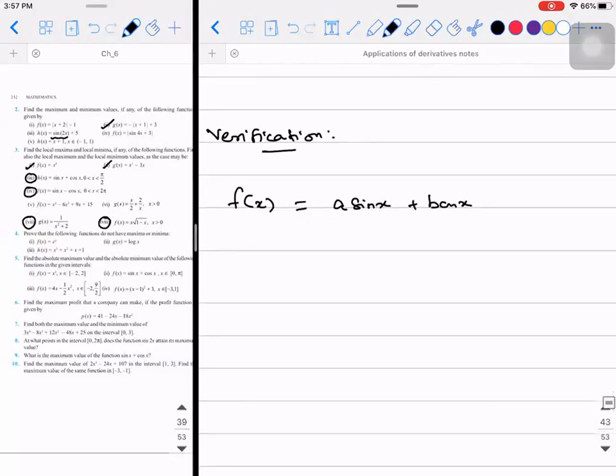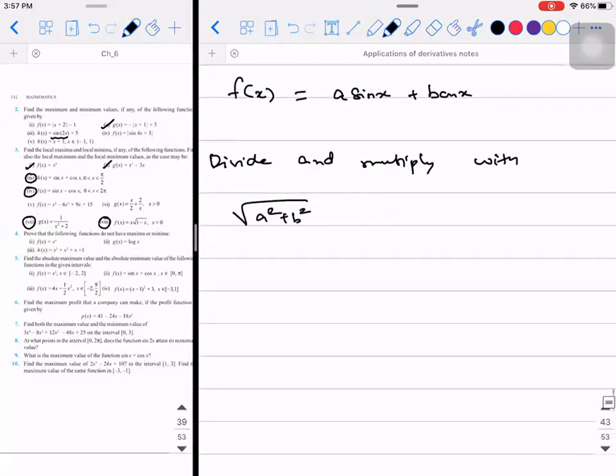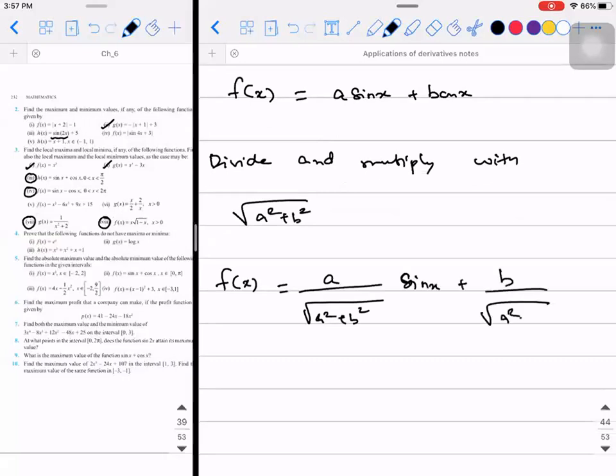If it is of the form a sin x plus b cos x, what you can do is divide and multiply with root of a square plus b square. So f of x will be equal to a divided by root of a square plus b square sin x plus b divided by root of a square plus b square cos x. Then I need to compensate by multiplying with root of a square plus b square.